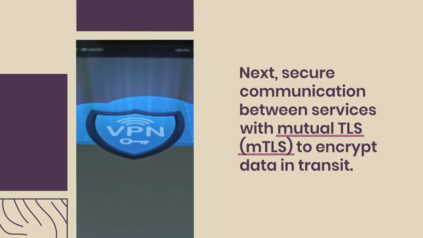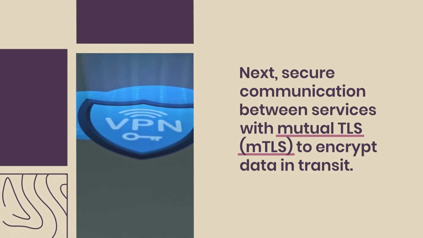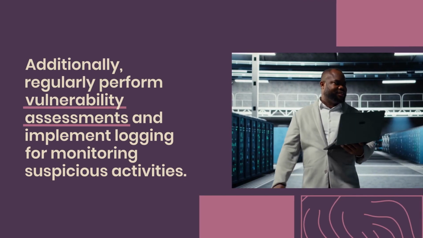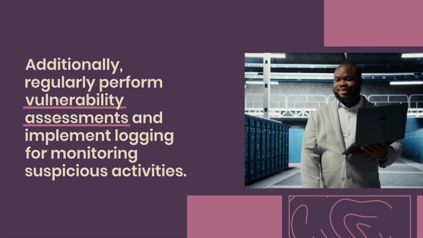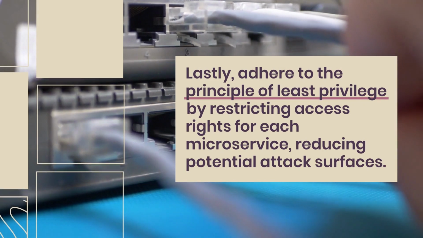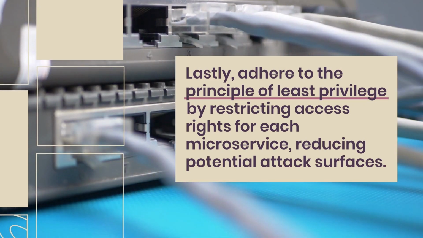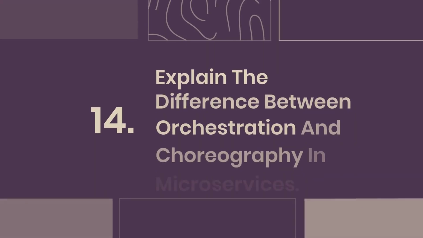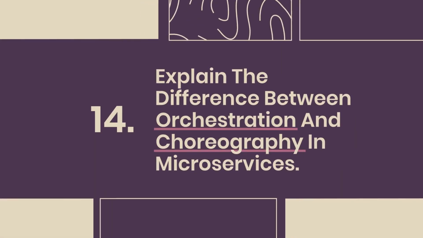Next, secure communication between services with mutual TLS, mTLS, to encrypt data in transit. Additionally, regularly perform vulnerability assessments and implement logging for monitoring suspicious activities. Lastly, adhere to the principle of least privilege by restricting access rights for each microservice, reducing potential attack surfaces. 14. Explain the difference between orchestration and choreography in microservices.